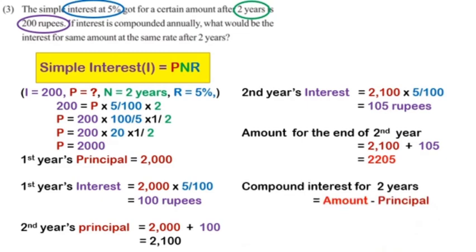ആദ്യം സിമ്പിൾ ഇൻട്രസ്റ്റ് ആയിരുന്നു, പിന്നെയാണ് അത് കോമ്പൗണ്ട് ഇൻട്രസ്റ്റിലേക്ക് മാറിയത്. So the compound interest for 2 years is how much? Amount minus principal amount, that is 2,205 minus 2,000, that is 205 rupees. അപ്പോൾ ആദ്യം ചെയ്തത് സിമ്പിൾ ഇൻട്രസ്റ്റിലായിരുന്നു, പിന്നെ നമ്മൾ ചെയ്തത് കോമ്പൗണ്ട് ഇൻട്രസ്റ്റിലാണ്.